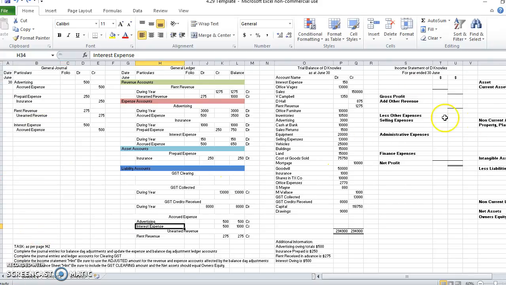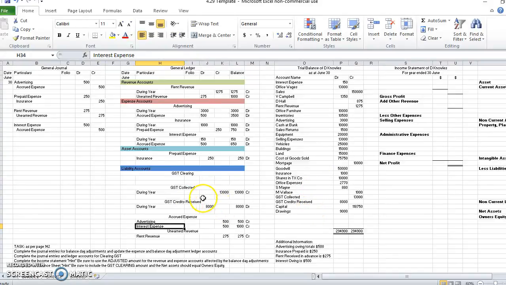So are we ready to make our income statement and balance sheet yet? Not yet. We don't have a fully adjusted trial balance, and we haven't finished with our ledger accounts. So the next thing we have to do is do journal entries and ledger accounts for clearing GST. So we want to get rid of the GST collected and GST credits received account. We want to send them to clearing. We need to record it in the journal, post that to the ledger, and then it will adjust our trial balance so we can send one amount to our balance sheet of just GST clearing rather than both figures.